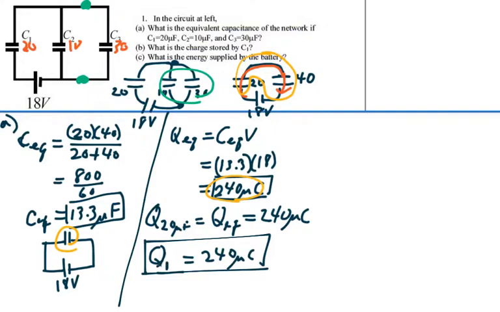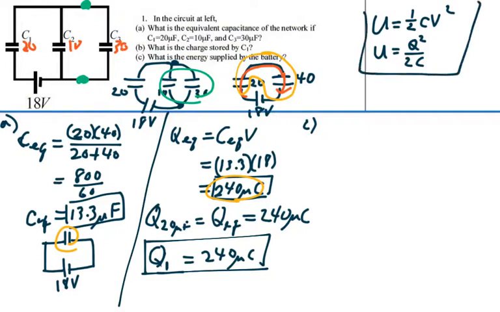Part C, what is the energy supplied by the battery? Now, for energy stored in any particular capacitance, we have 1/2 CV squared if we know the voltage across that capacitance, or the charge squared over 2 times C. Those are our two most common things because we're usually going to either know a charge or a voltage across something. Now in this case we could figure out 1/2 CV squared for all three of these capacitors, but we don't know all their voltages yet.